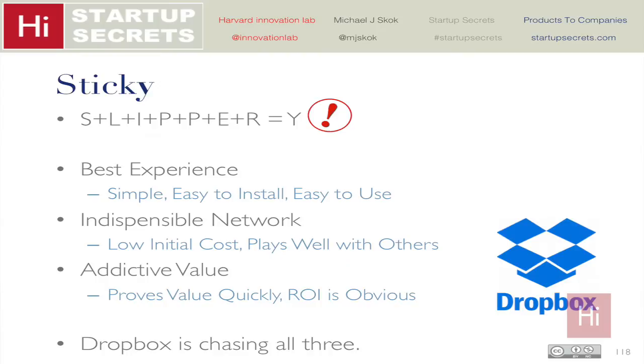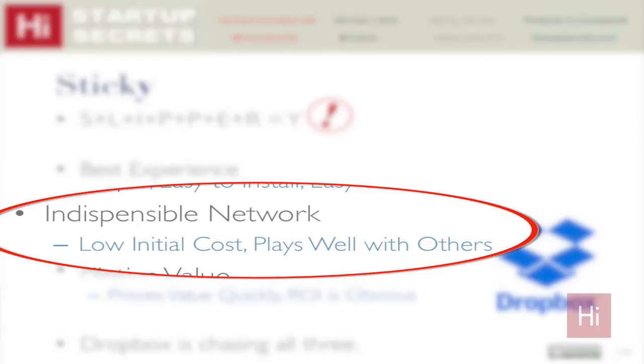They want an indispensable network, which touches on low initial cost, meaning there's not a lot of barrier to join. It's the only way you're going to build an absolutely gigantic network these days. The only way to get to hundreds of millions of users is if you've got some sort of a freemium offering or a free offering. And then it has to play well with others.